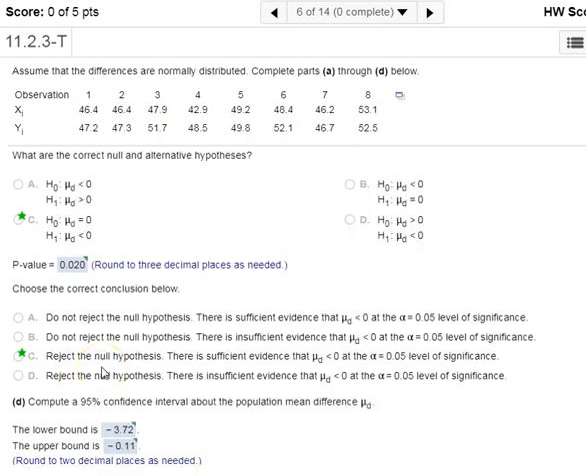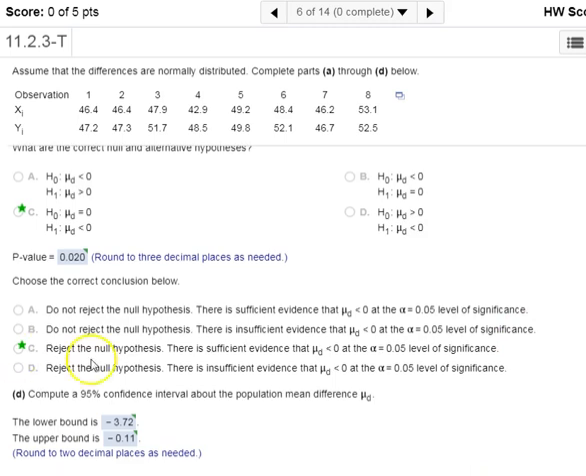Depending upon if the p-value is less than 0.05, our significance level, alpha, we reject the null hypothesis. And if the p-value is larger than 0.05, which is our significance level, then we do not reject the null hypothesis. For this particular example, 0.02 is less than 0.05, so we reject the null hypothesis.